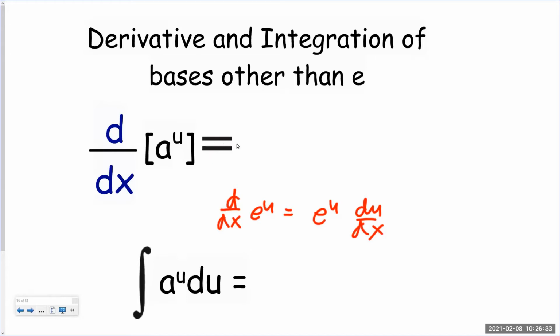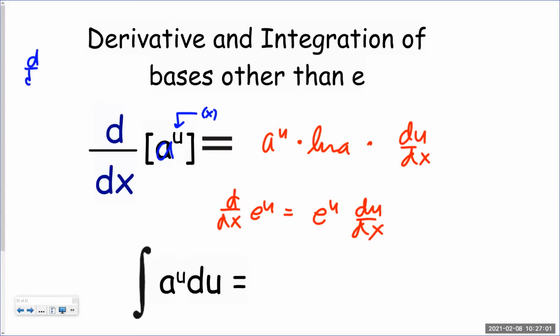A to the u is similar, but it's got an extra thing. The derivative of a to the u is a to the u times ln of a times du dx. It's the same thing as e to the u du dx, but it's got this extra ln of a. And what is a? A is just some number. Is everybody good with that? U always has an x in it, but a is just some number. Okay, so don't get this confused.